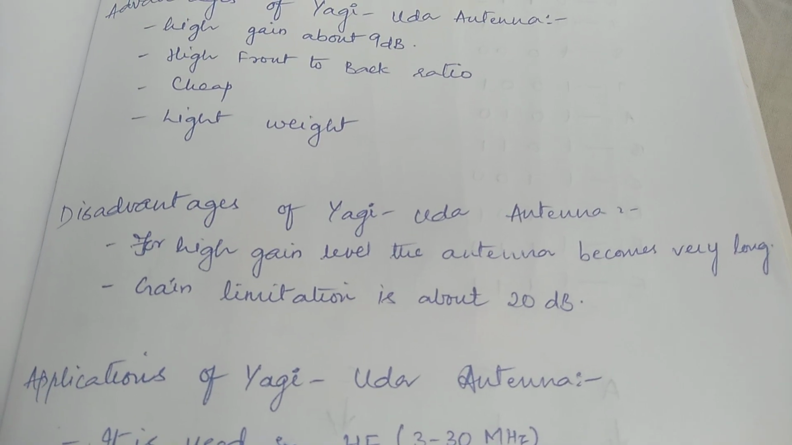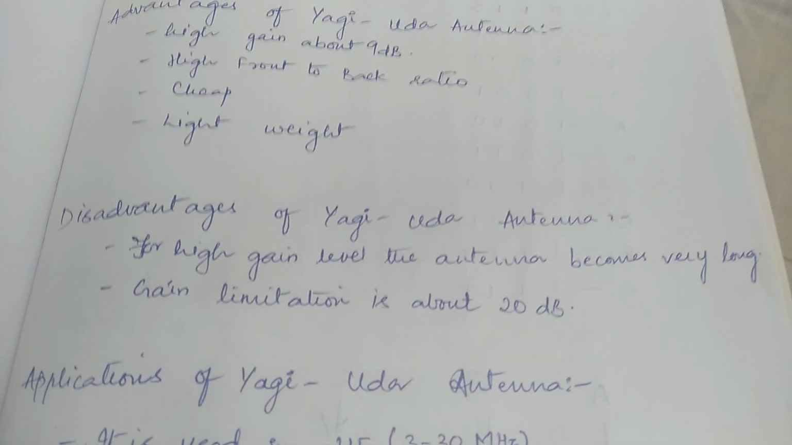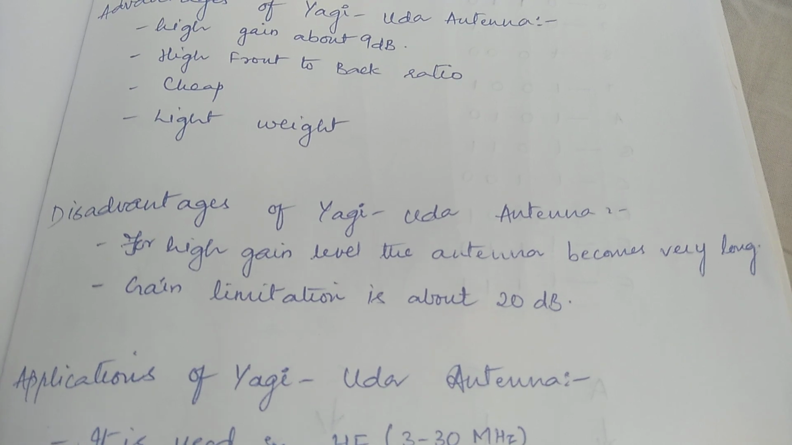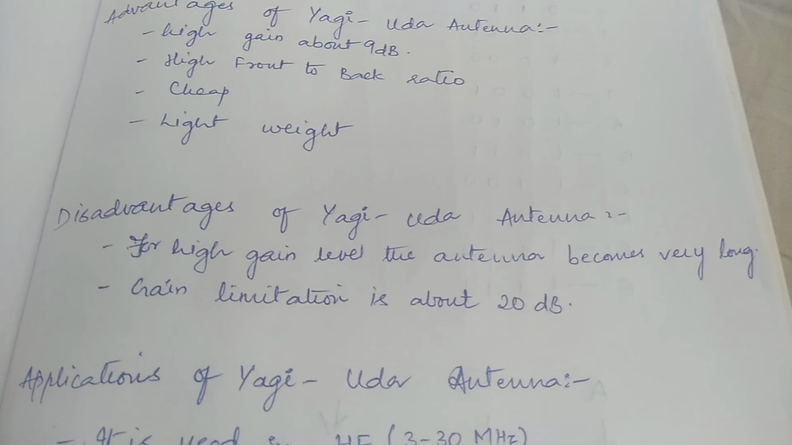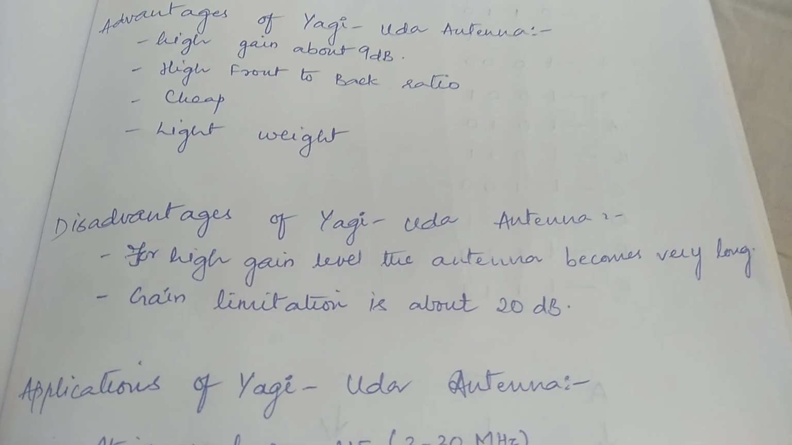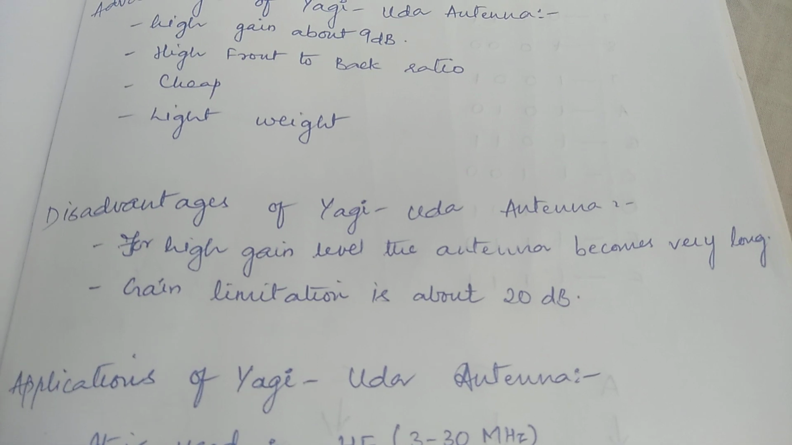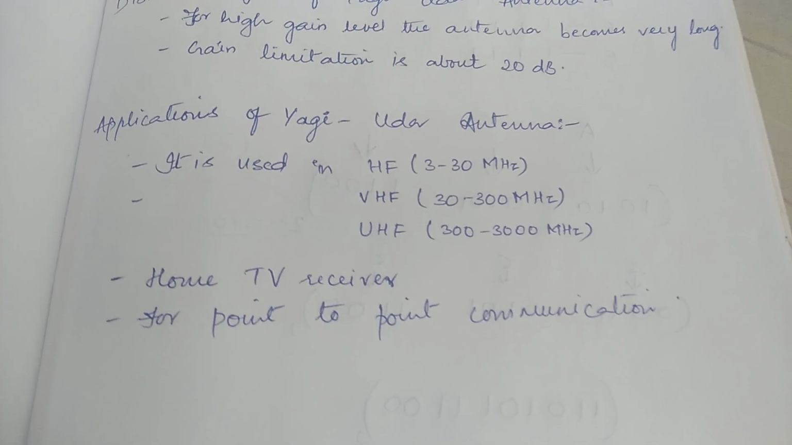Let us see the disadvantages of Yagi-Uda antenna. It has basically two disadvantages. One is for high gain level, the antenna becomes very long. The size of the antenna will be very long, and the gain limitation is about 20 dB. We cannot increase the gain more than 20 dB.